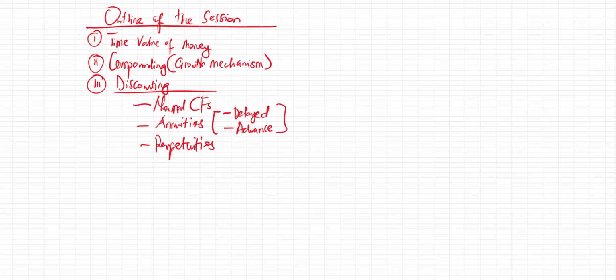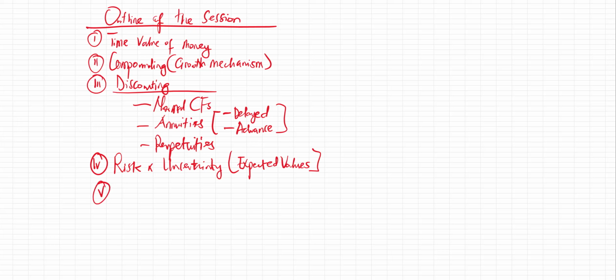Once we start understanding these ones, we'll now come and look at risk and uncertainty on cash flows, how risk and uncertainty play on cash flows, right? Possibly what we are talking about is expected values and their impact on cash flows, right? So we'll look at this, and then if we have some time, we are now going to use this to deal with lease or buy decisions.